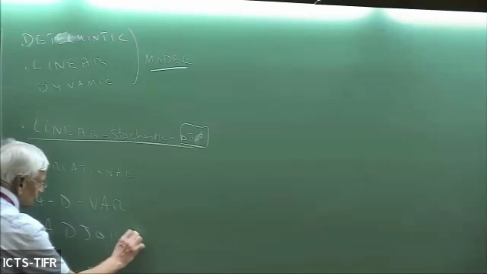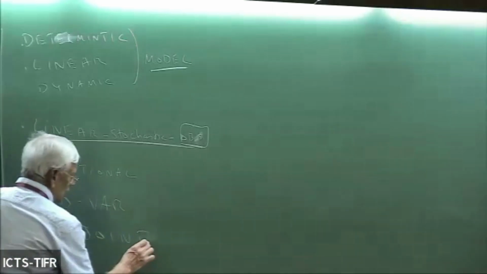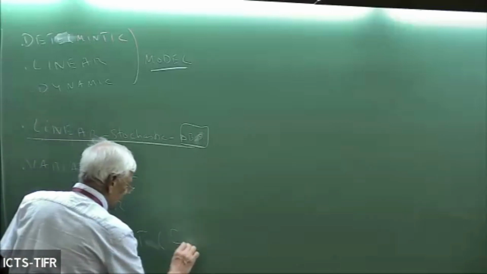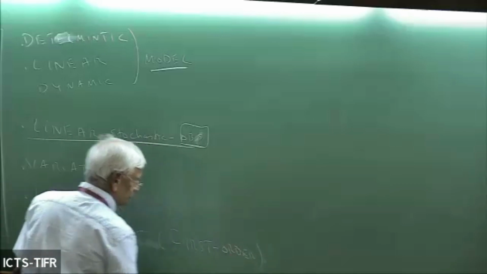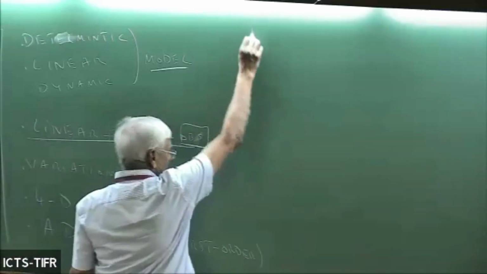And what are the other terminologies? Adjoint method. Sometimes it is also called first order adjoint method. So these are all the names by which it is known. So I'm going to first describe the model, describe the observation, and then talk about the problem.